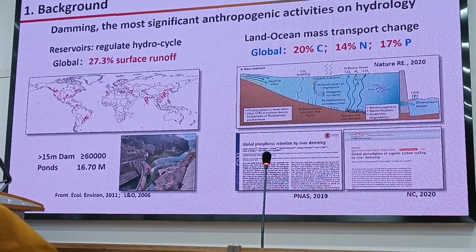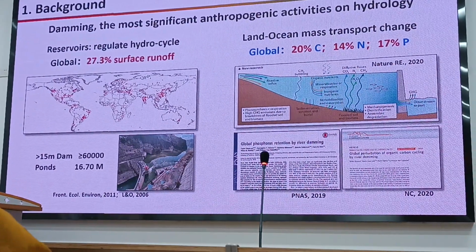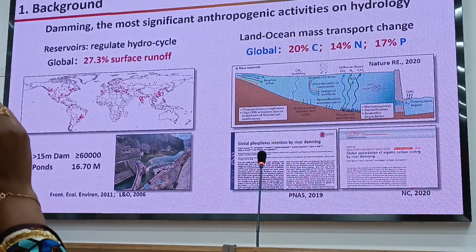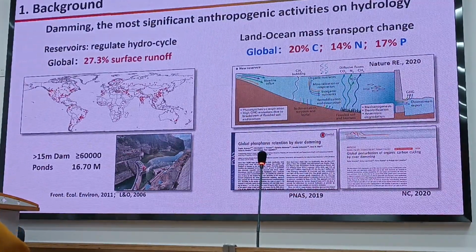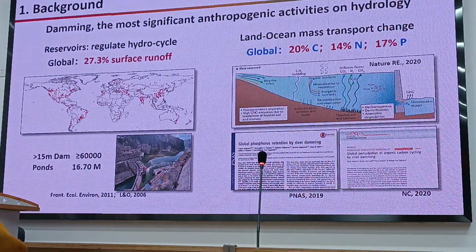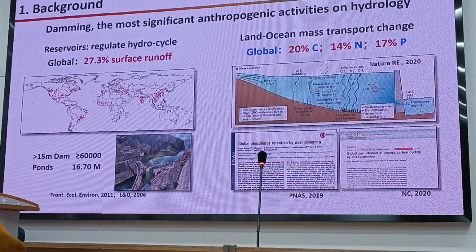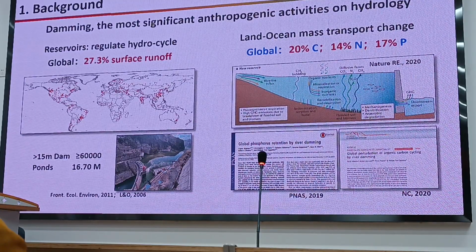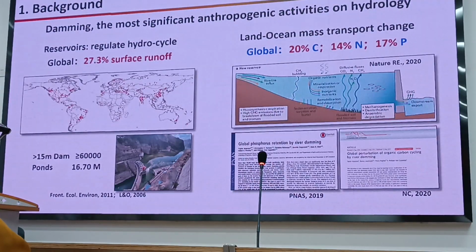And damming is also the most significant anthropogenic activity on hydrology. So we know all the global dams impact about 27.3% of the surface runoff. And if you count large dams, with damming height higher than 50 meters, right now it's over 60,000. But for little ponds, it's more, 16 million.